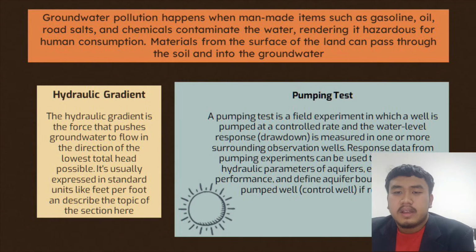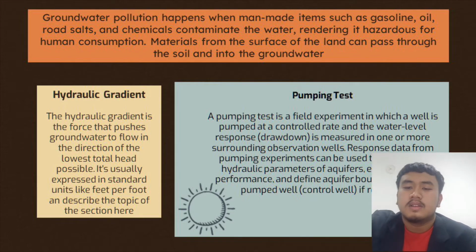Hydraulic gradient. The hydraulic gradient is the force that pushes groundwater to flow in the direction of the lowest total height possible. Pumping test. A pumping test is a field experiment in which a well is pumped at a controlled rate and the water level response, drawdown, is measured in one or more surrounding observation wells.